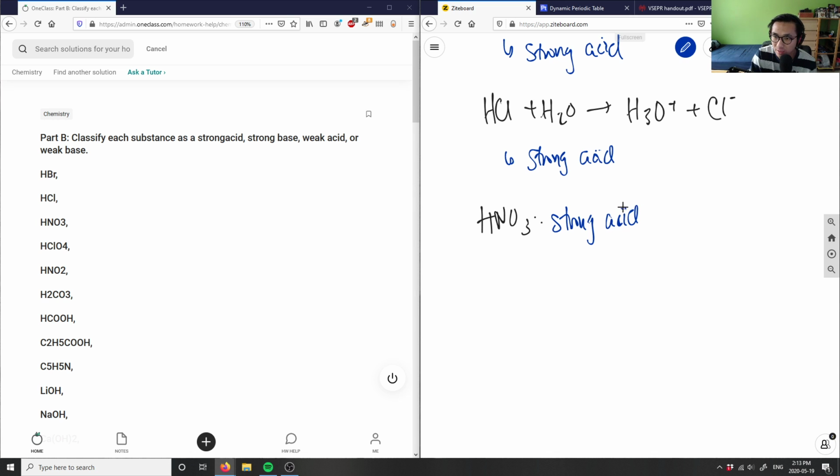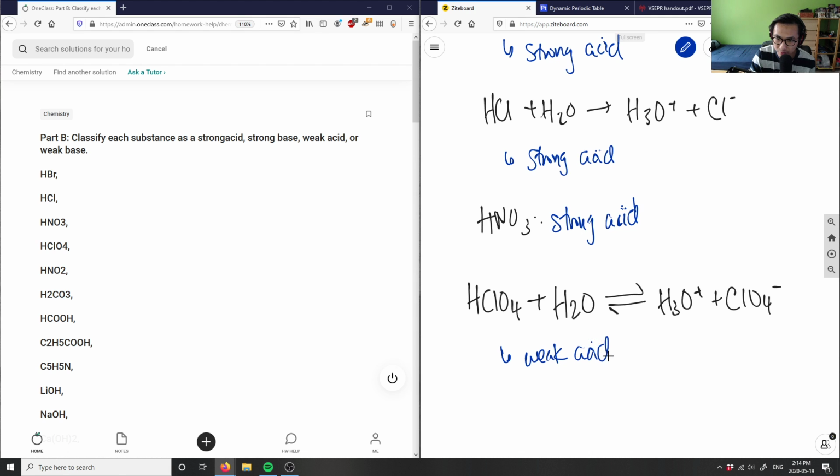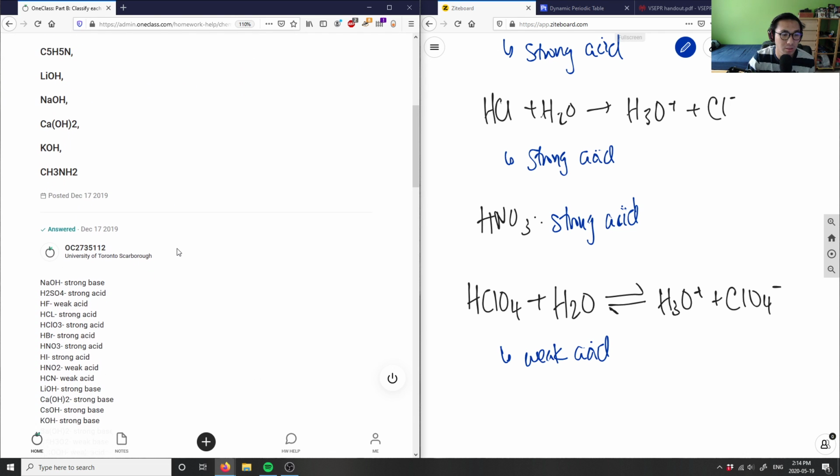The reason why HClO4 is different is that if I write down HClO4 here and do the reaction, this here is perchloric acid. If I add water to this, it's actually not going to dissociate fully. It's going to be in equilibrium, and I'm going to form my H3O plus because it's an acid, and I have my ClO4 minus here, which is my perchlorate ion. And this is actually a weak acid because it does not dissociate fully. So that's HClO4.